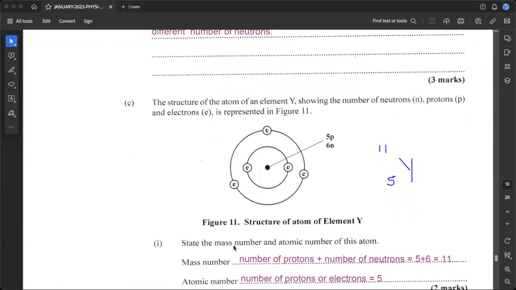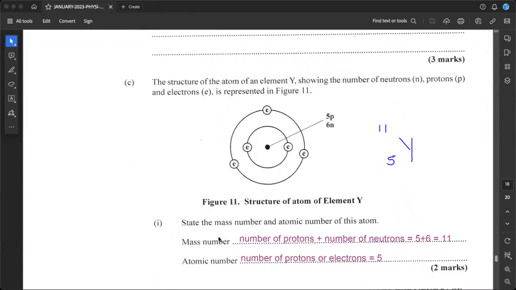They ask us to state the mass number and atomic number of this atom. Again, our mass number is just the number of protons plus the number of neutrons. We add the 5 plus the 6 and we get 11. That's what I've shown here. And then for the atomic number, it's either the number of protons or the number of electrons, which we said is 5 in both cases.